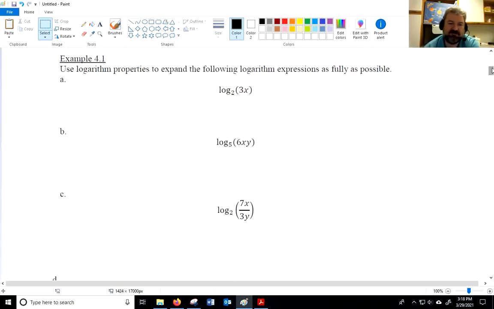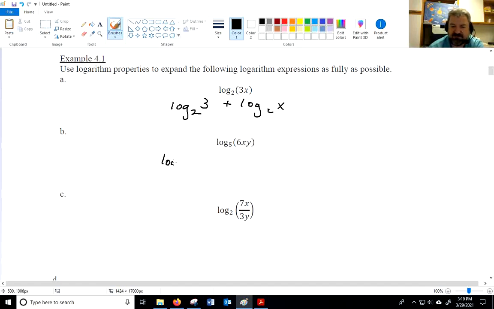Okay, in example 4.1, we're going to use the properties of logarithms to expand the following logarithm expressions. To expand a logarithm expression is to try and break it apart and write the word log as many times as you can. And it results in as simple an argument as you can get. So the log base 2 of 3x, because I have multiplication of 3 times x, I can split it apart and make it the log base 2 of 3 plus the log base 2 of x. Remember, if you have times on the inside, you have plus on the outside.